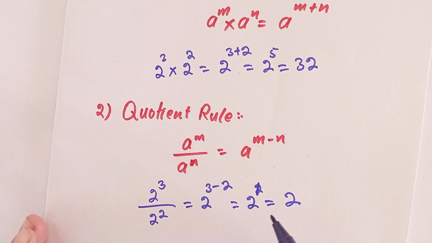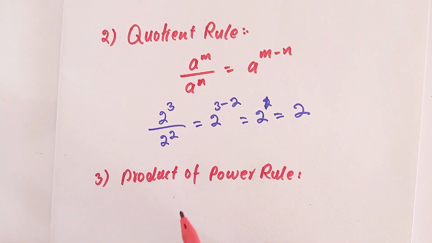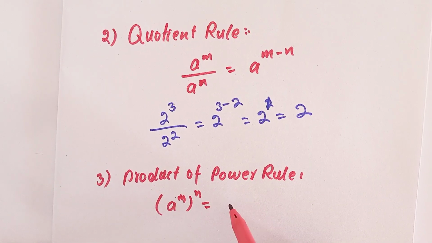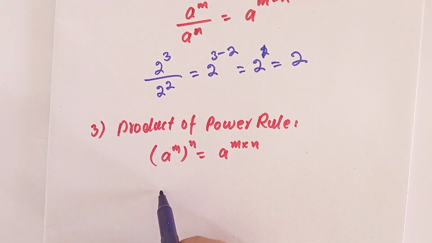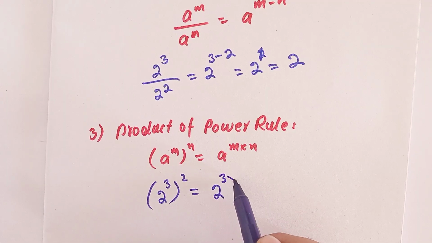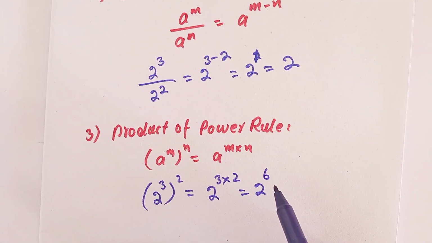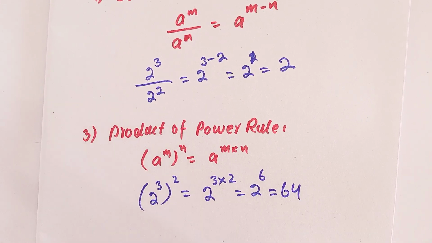The third one is the power of power rule. This rule states that a raised to the power m raised to the power n is equal to a raised to the power m multiplied by n. For example, 2 raised to the power 3 raised to the power 2 is equal to 2 raised to the power 3 multiplied by 2, which is equal to 2 raised to the power 6, which is equal to 64.